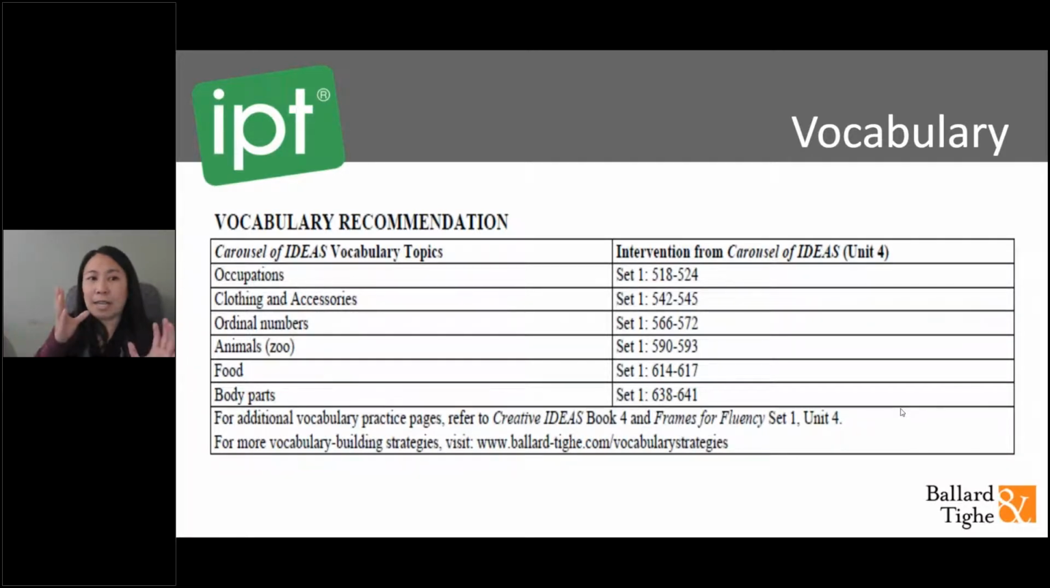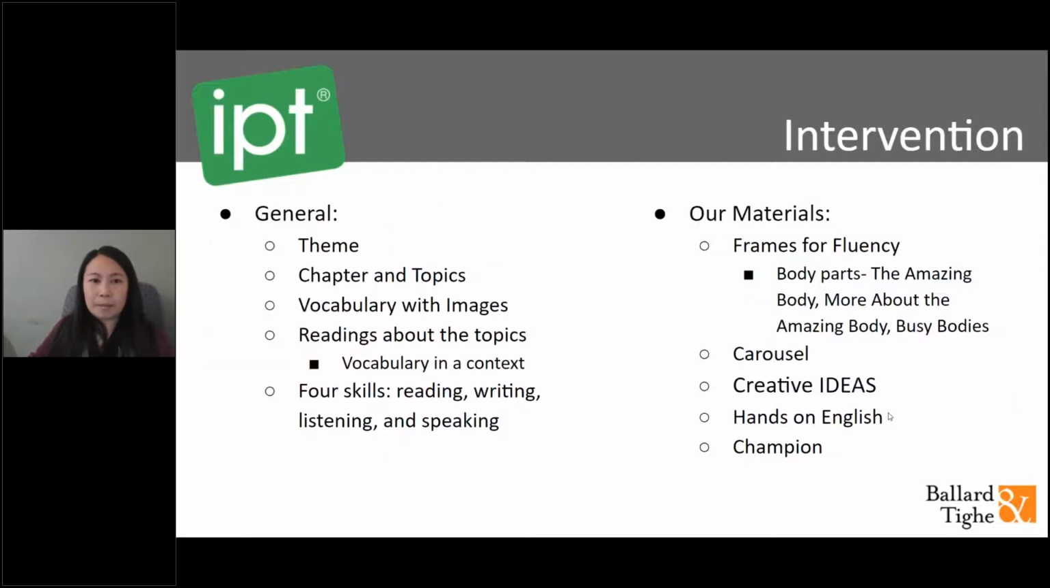But from this chart, you'll see vocabulary recommendations. We also in the IPT report will show you from Carousel, a Ballard and Tighe set of materials, what pages you can go to in the teacher's guide to target instruction. You can also see here Frames for Fluency, as well as Creative Ideas. Creative Ideas are workbooks. Creative Ideas, Frames for Fluency, and Carousel all work together with the same themes, the same topics, and the same grammar forms and functions, and they work together to help students.